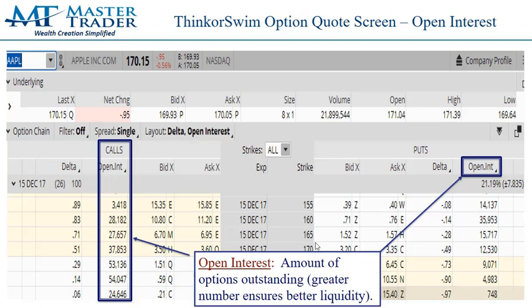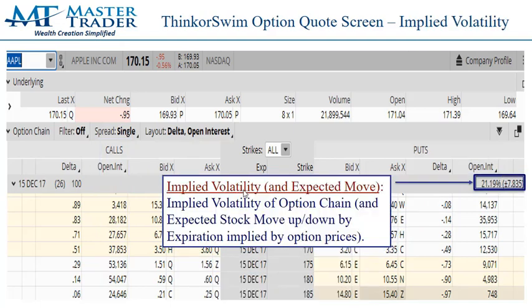We recommend you only trade highly liquid options. You want those with the highest volume traded and the highest open interest. These are big numbers, and Apple is one of our favorites. It's very liquid, as is SPY, etc. We actually have a list on our website. You can go there and download it. We have a customized list of liquid options that we like to trade.